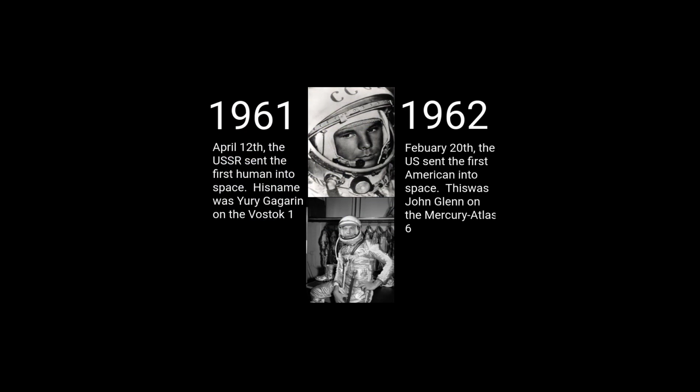On April 12th, 1961, the USSR sent the first human into space. His name was Yuri Gagarin on the Vostok 1. On February 20th, 1962, the U.S. sent the first American into space. This was John Glenn on the Mercury Atlas 6.